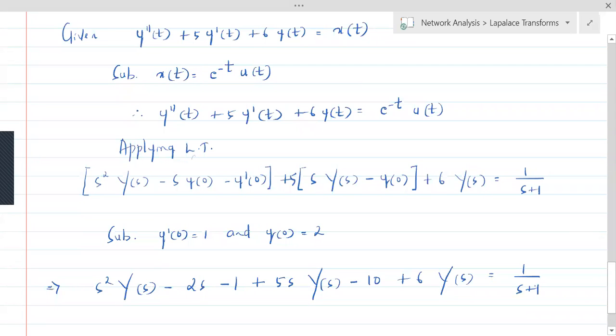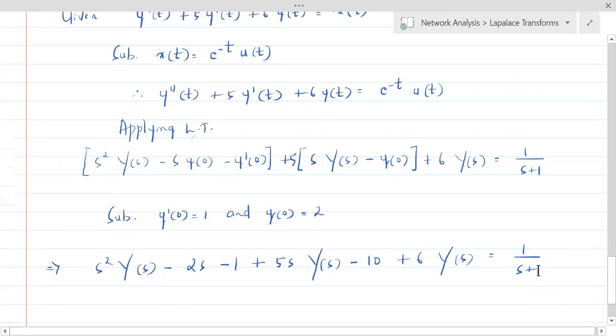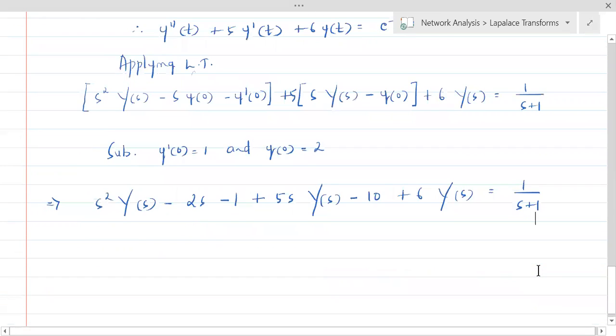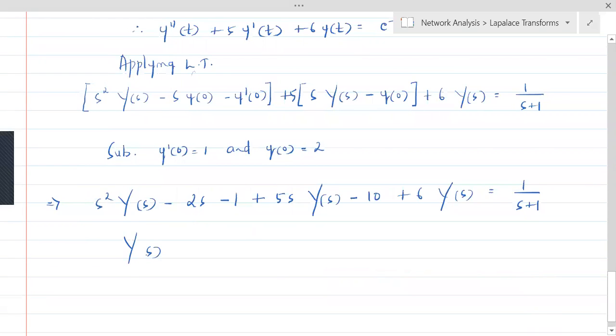Is that okay with you, everybody? Now, if you take Y of s common here, what would be there? See here, if you take Y of s common, you will be left with s square plus 5s plus 6.